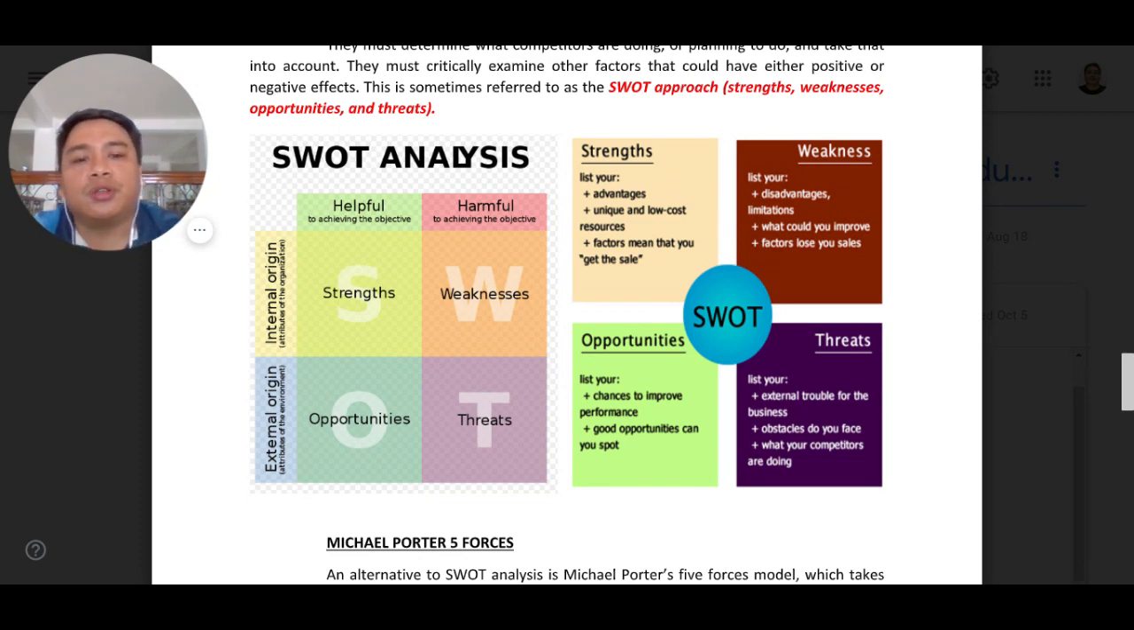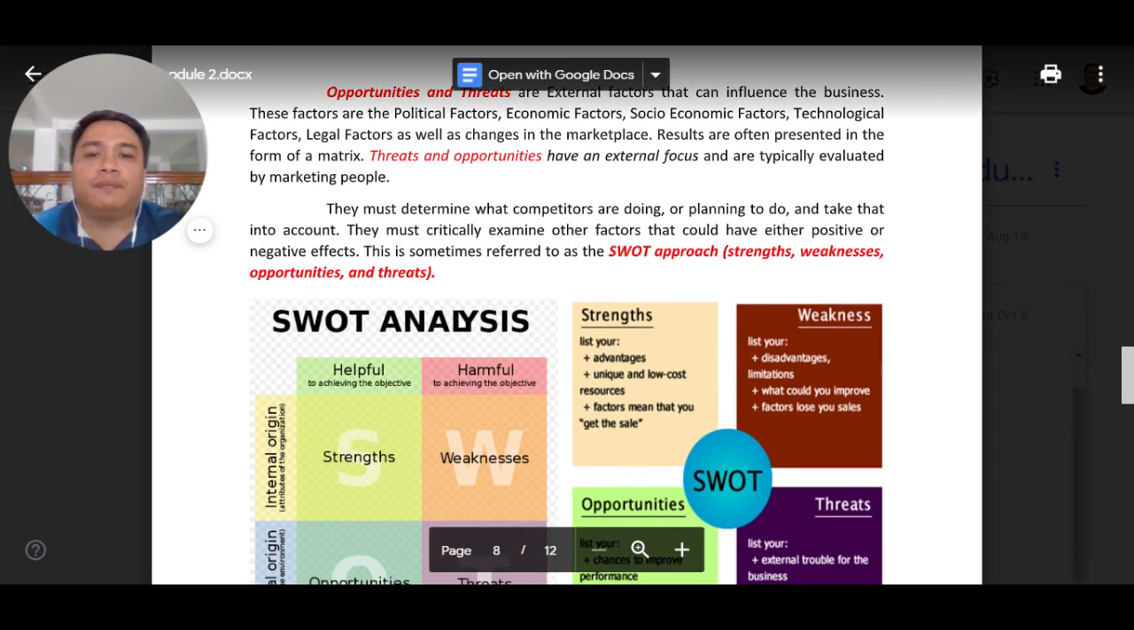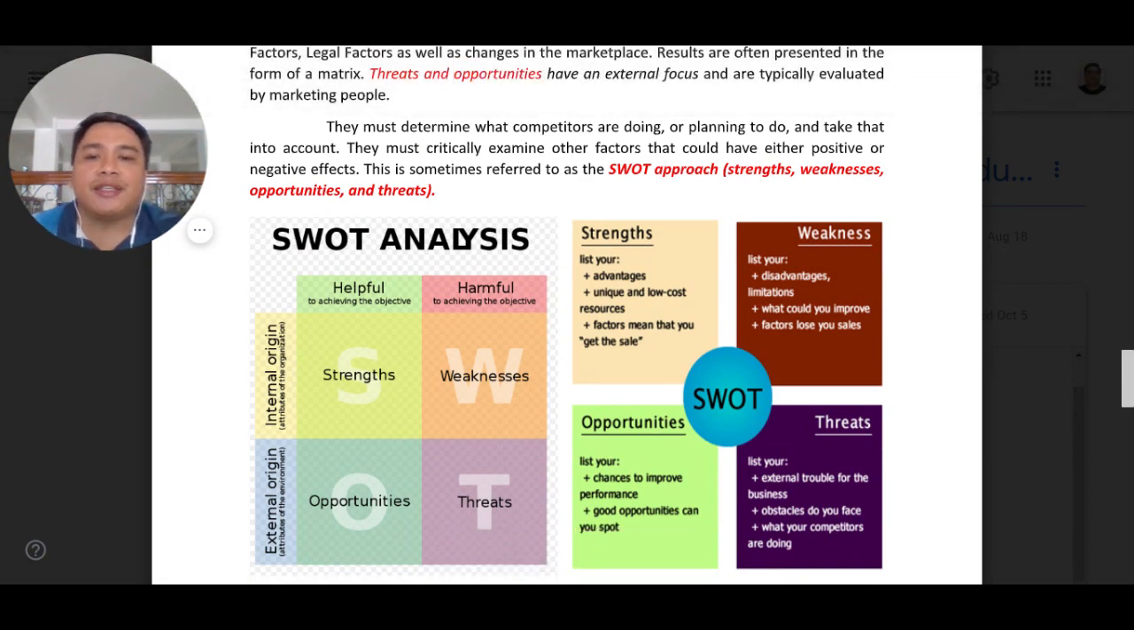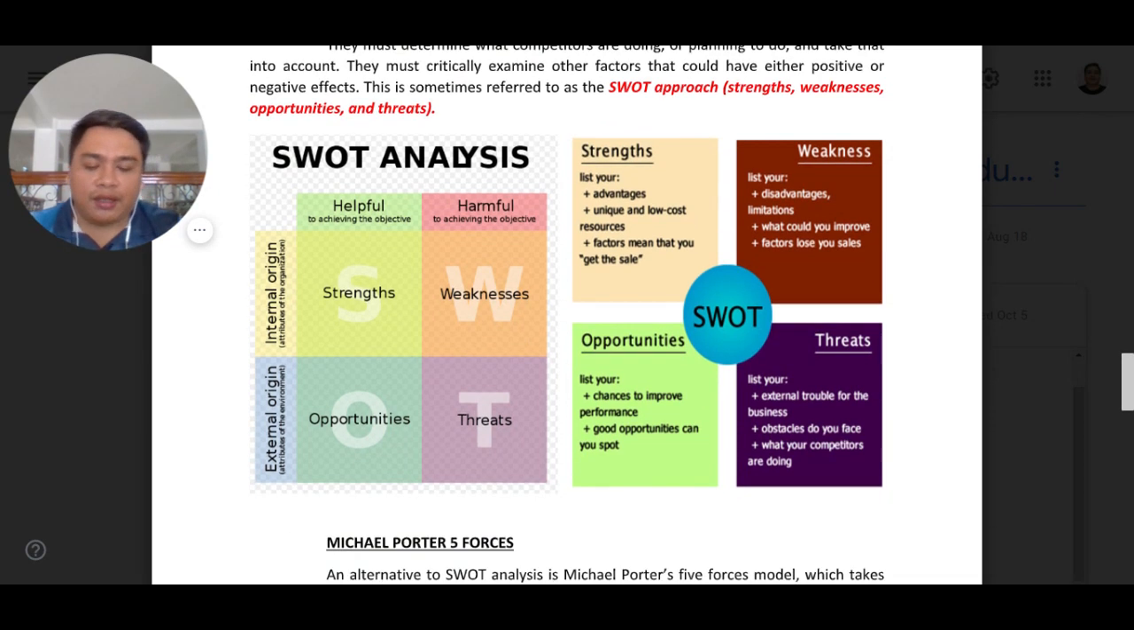Okay? Yung opportunity. Yung threat, same. List your external trouble for the business. Obstacles you face. What are your competitors doing? So, tulad ng sinasabi ko kanina, the strength of other competitors can be the threat of your business organization. Oh, so that is what we call the matrix of SWOT analysis. You can find more examples in the internet kung yung mga different types of SWOT analysis. So basically, SWOT analysis is not only beneficial to business organizations.